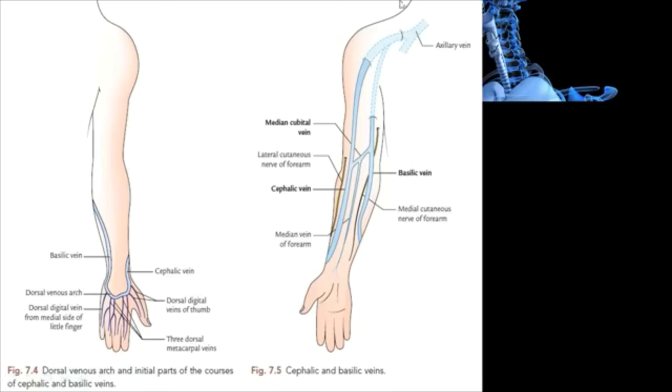It lies superficially. And which one is the deep vein? There is the axillary vein. All the superficial veins will drain into the axillary vein, and the axillary vein will drain into the subclavian vein. The subclavian vein with the internal jugular vein will form the brachiocephalic vein, and the right and left brachiocephalic veins will form the superior vena cava, draining into the right atrium of the heart.